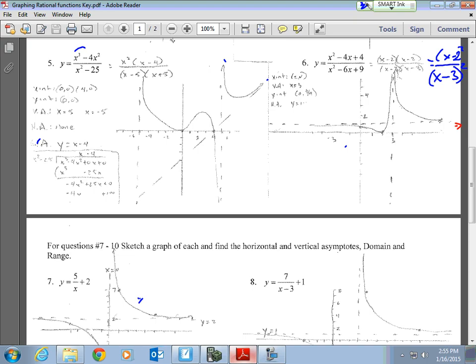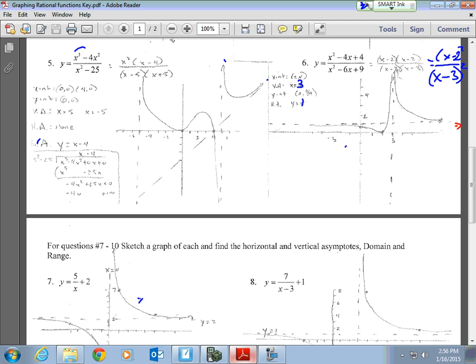Zeros or x-intercepts are values for x that make the top 0. Vertical asymptotes, values for x that make the bottom 0. You can't quite read my 3 there. Y-intercept, plug in 0 for x, and you get 0, 4/9. Horizontal asymptote, the degree of the top is the same as the degree of the bottom. So it's the ratio of the leading coefficients, which is 1.